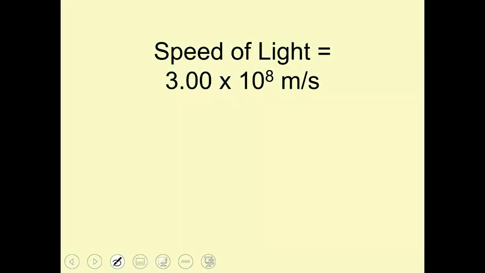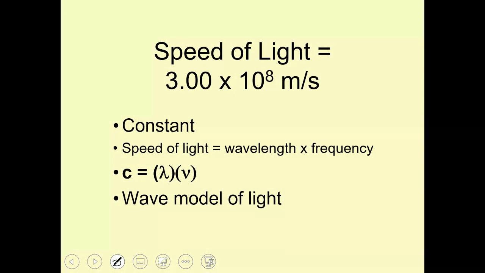Because what we are going to be doing is using the speed of light and the wave model for light to calculate either the wavelength or the frequency of the light. Now, one thing you need to know is that the speed of light right here, 3 times 10 to the 8th meters per second, that's a constant. I usually get a lot of students who know the speed of light in miles per hour or some other units, but these are the units that I'm going to be using to do the calculations.